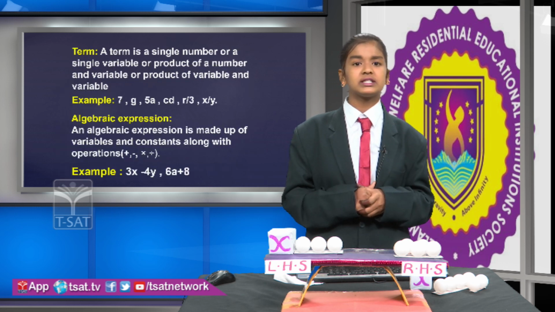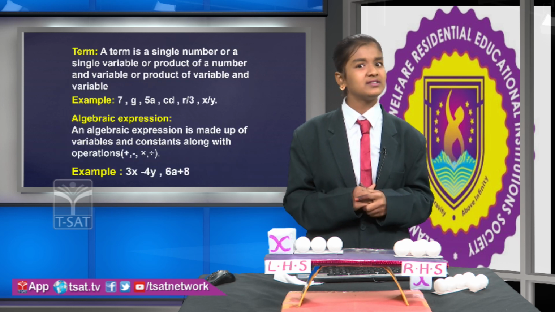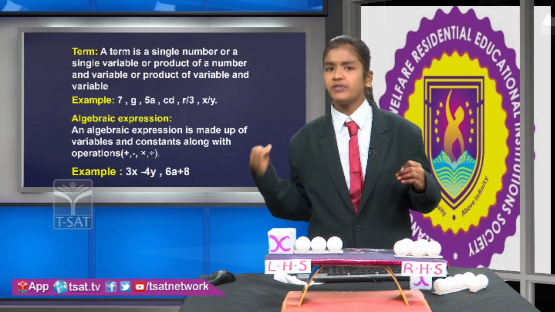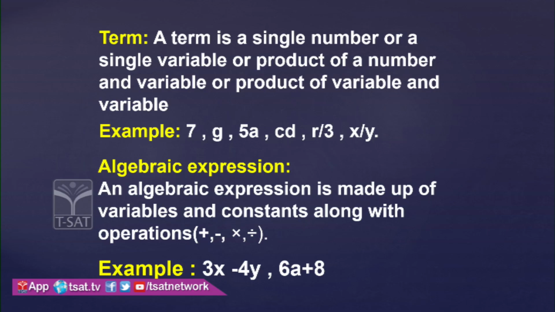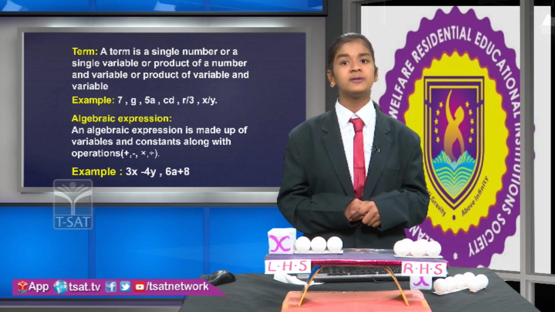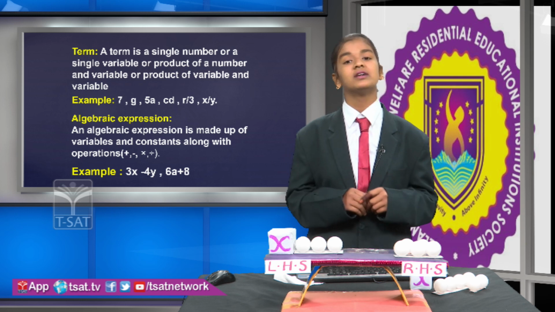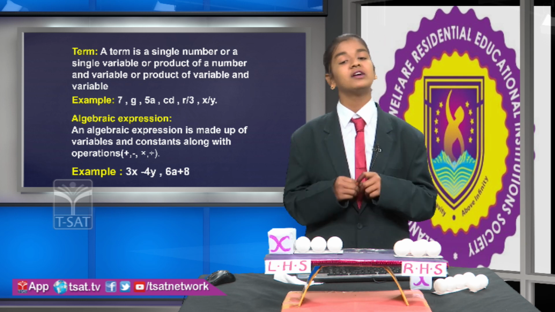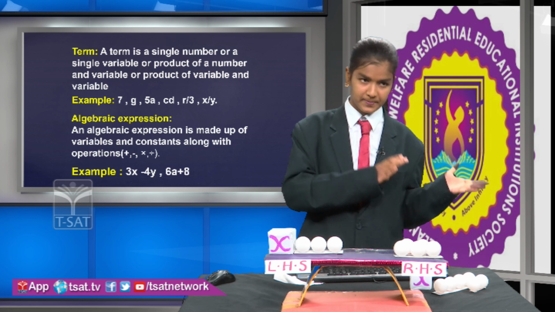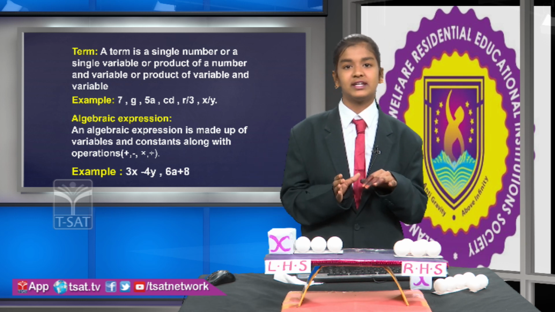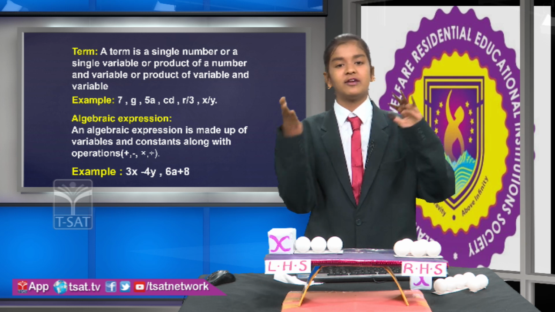So, friends, term. A term is a single number or a single variable or a product of a number and a variable or a product of a variable and a variable. So friends, let us see some examples. 7 is a single number. g, it is a single variable. 5a, it is a product of a number and a variable. cd, it is a product of a variable and a variable.